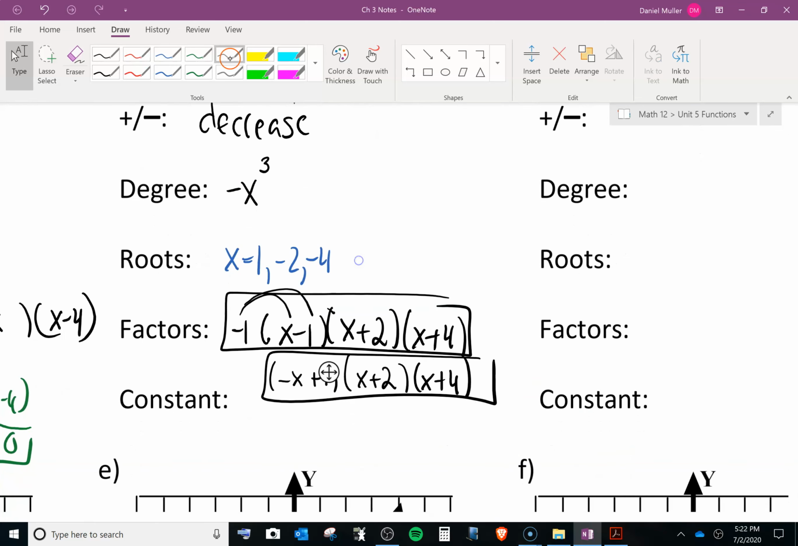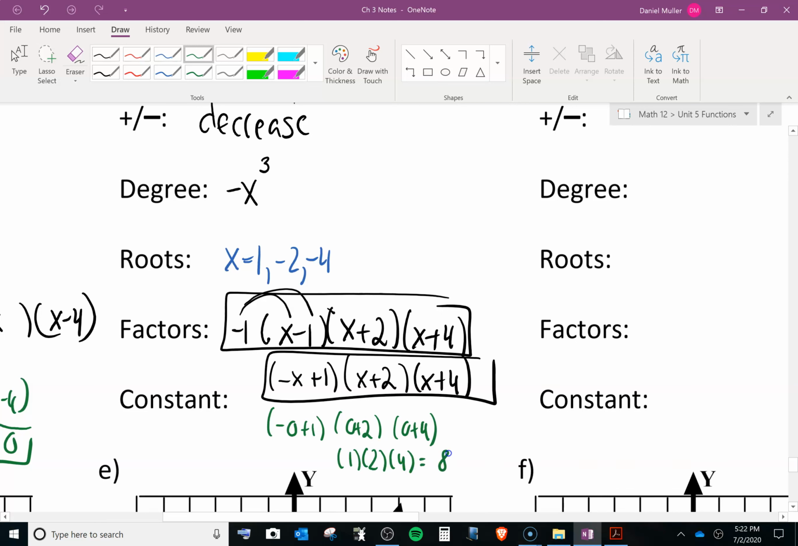Now, when you do your constant, you have to actually put this in. So I'm going to use this one. -0 plus 1, 0 plus 2, 0 plus 4, which gets you a 1 times 2 times 4, which is an 8. And if you wanted, you could put it in here. You'd get a 4 times 2 times -1, which is -8, times the -1, which would make it a positive again.